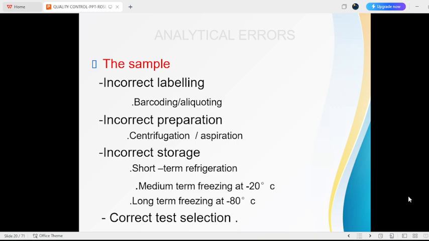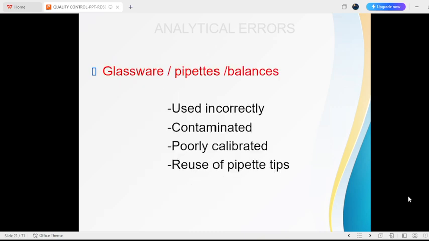And correct test selection is another important point to avoid the analytical errors. Next is glassware, pipettes and balance. So always use correct glassware, pipettes and balance for the test. If you use them incorrectly, the result will vary, and do not use contaminated glassware or pipettes. And it is very important to calibrate the pipette at regular intervals, and avoid reuse of pipette tips because the reuse of pipette tips will definitely cause contamination of the target elements or the target biochemical parameter which we are going to analyze. So avoid reuse of pipette tips.